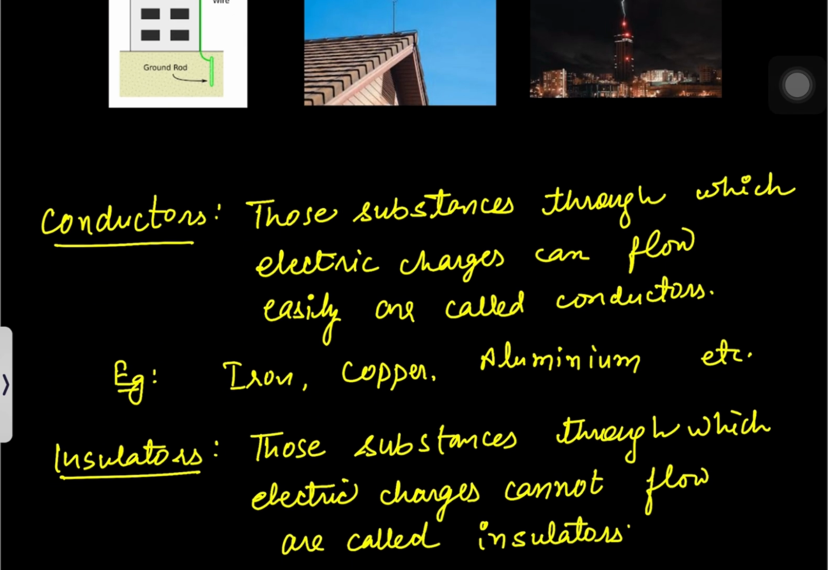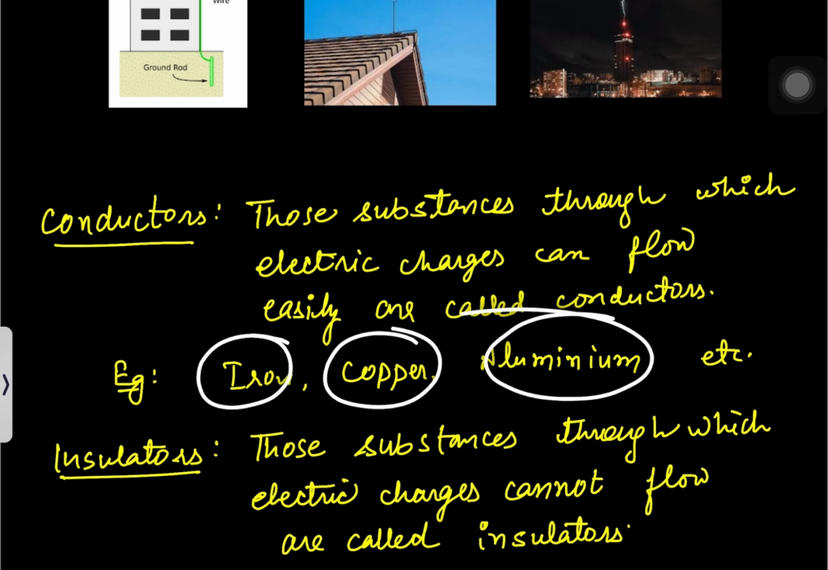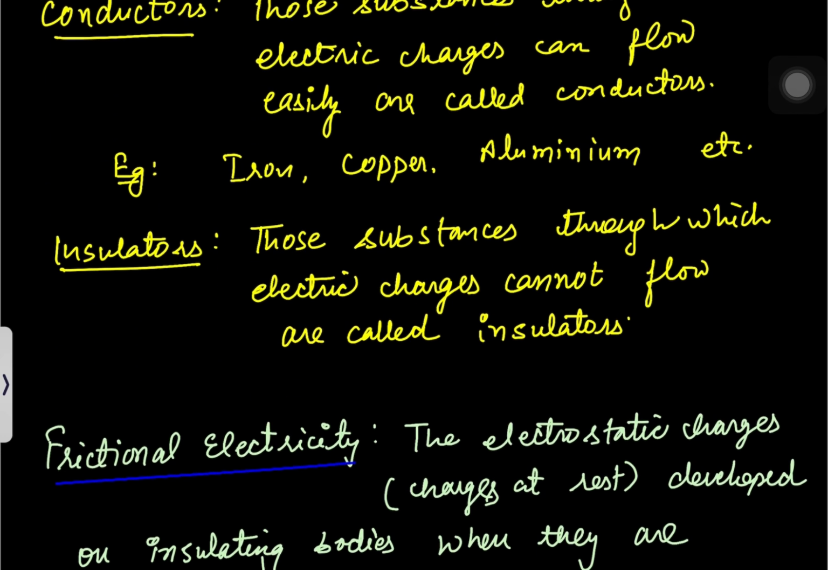Okay. So we need to understand the topic of conductors and insulators very well. So what are conductors? Those substances through which electric charges can flow easily are referred to as conductors. For example, iron, copper, aluminium, these are conductors. And insulators, those substances through which electric charges cannot flow are referred to as insulators. For example, paper, rubber, plastic, so these are insulators.